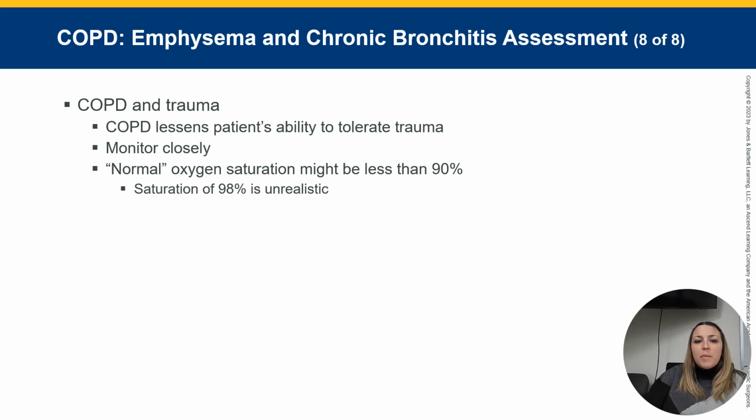And I do want you to remember that normal oxygen saturation for these patients might be less than 90%. And so a saturation of 98% isn't really realistic at all. So if you're able to and your patient's able to answer, you want to ask what their baseline oxygenation is. And really for these patients, you want to keep them above 90 seems to be the goal. But ask them what it is and then adjust from there.